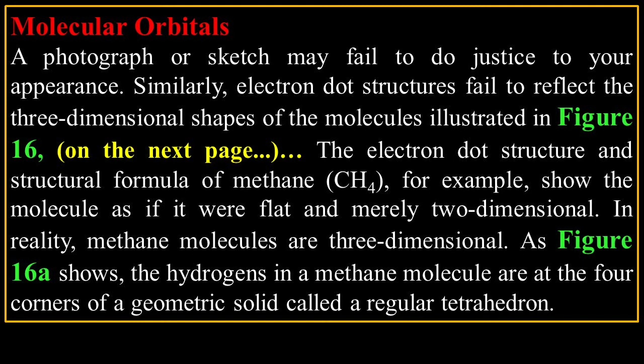A photograph or sketch may fail to do justice to your appearance. Similarly, electron dot structures fail to reflect the 3-dimensional shapes of the molecules illustrated in figure 16 on the next page. The electron dot structure and structural formula of methane, for example, show the molecule as if it were flat and merely 2-dimensional. In reality, methane molecules are 3-dimensional. As figure 16a shows, the hydrogens in a methane molecule are at the 4 corners of a geometric solid called a regular tetrahedron.